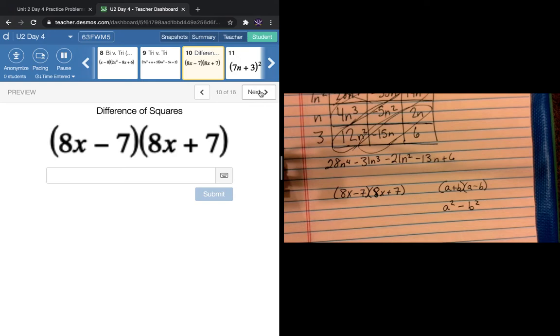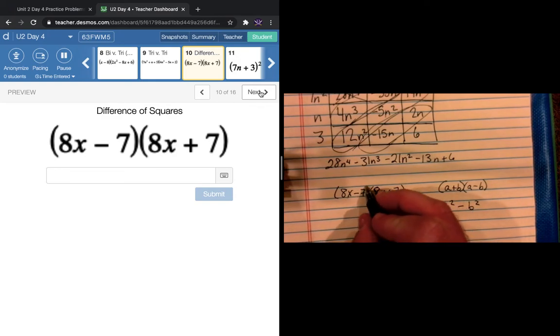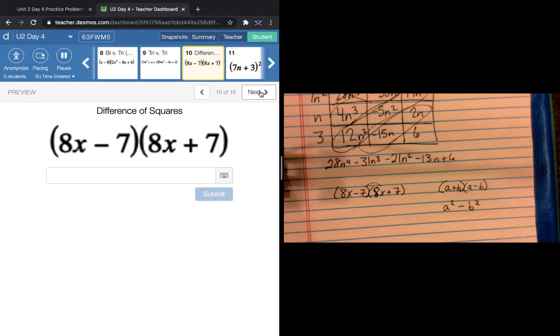Because if we do the O and the I, this would be a positive 56. This would be a negative 56. They would cancel each other out. We just have to focus on the F and the L. So when we do that, we do get 64x squared minus 49.